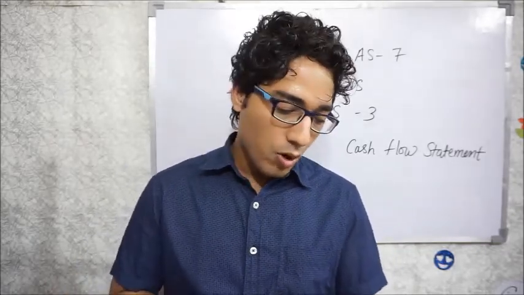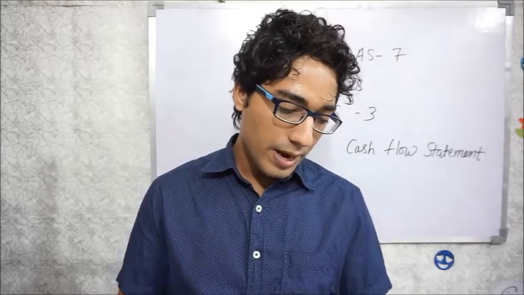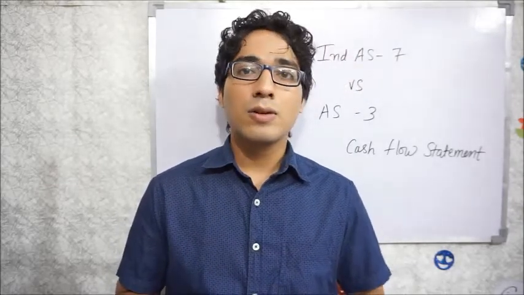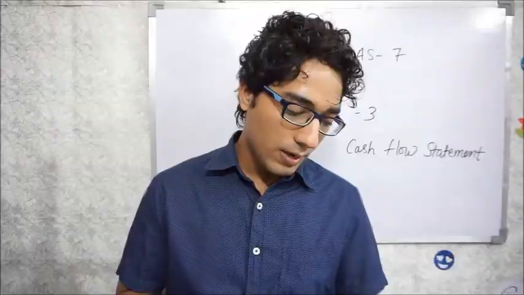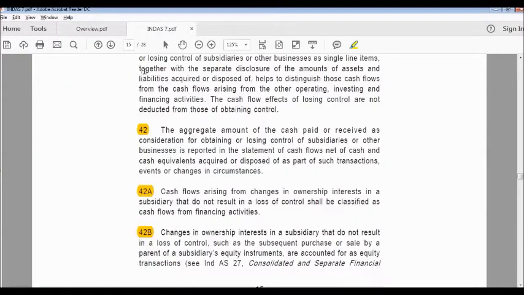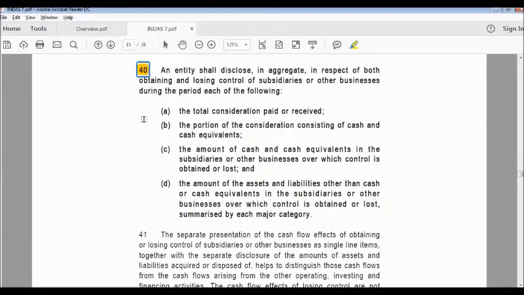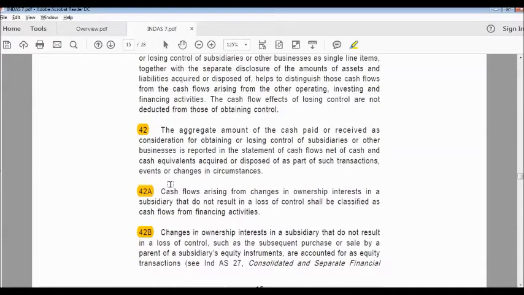So open your paragraph number 40 and you will see the changes. As you can see right now on your screen, paragraph number 40 and then clause number C and D has been added, and paragraph number 42, 42A and 42B have also been added into the Ind AS 7. So what exactly does it say?